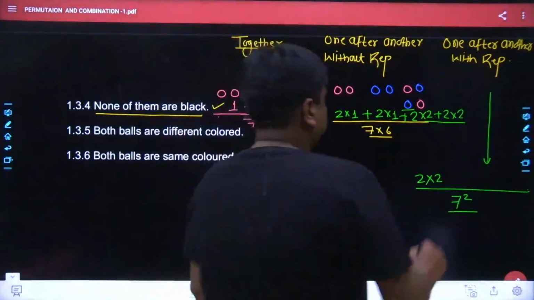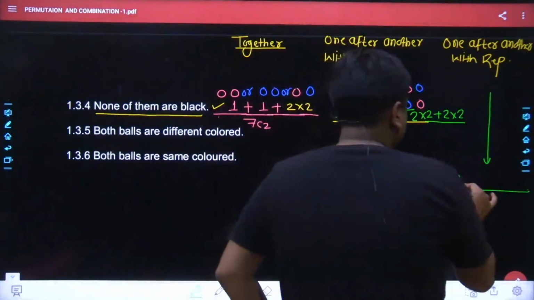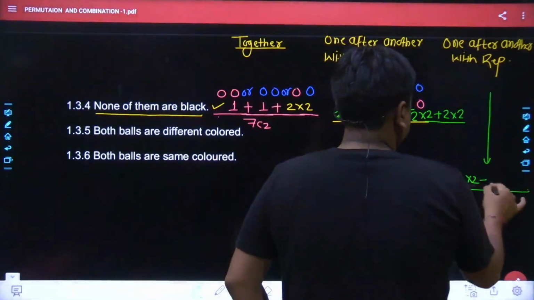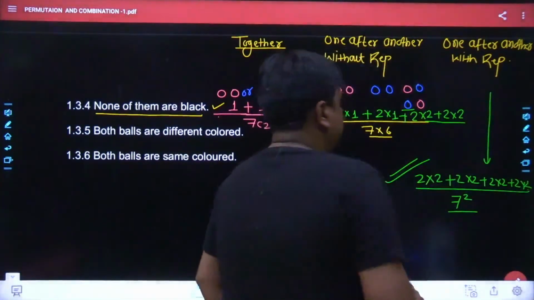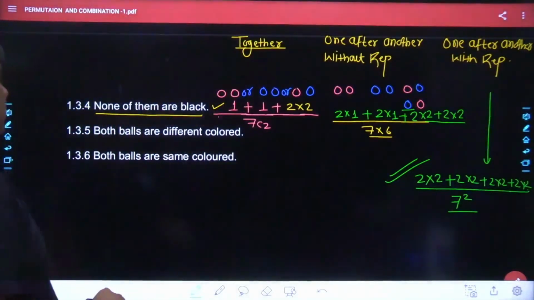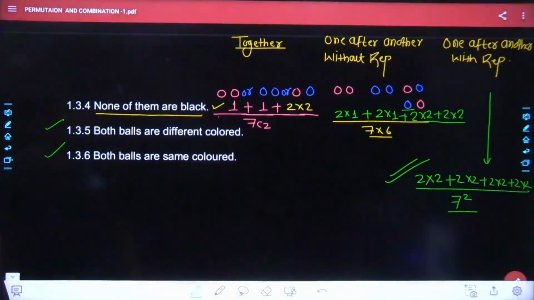Yes, plus here 2 into 2, plus 2 into 2, and that must have been your answer. Now the remaining questions which you had over here, that had been your homework.